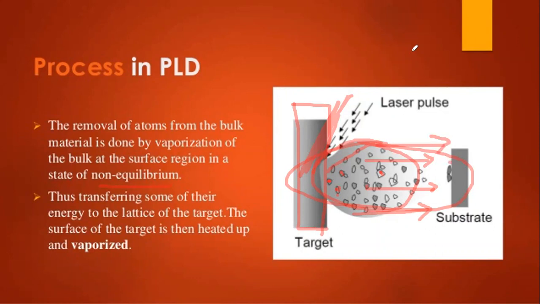And here we can observe that in this zone two particles or two atoms are deposited. It means the other remaining atoms are still in process, traveling in this direction, and they can deposit onto part of the substrate surface. Okay, and thus some of their energy is transferred to the lattice of the target. The surface of the target is then heated up and vaporized. So this is the whole process happening during pulsed laser deposition or pulsed laser ablation.